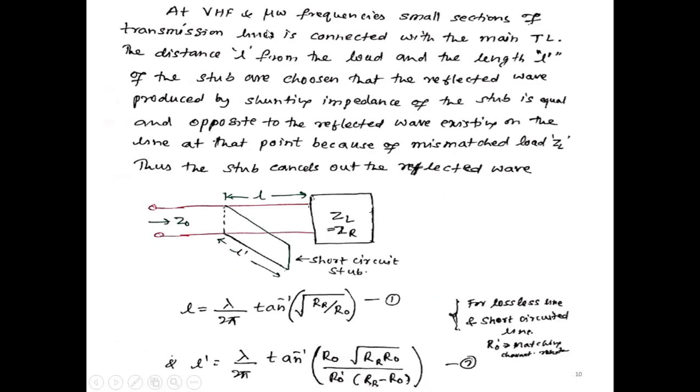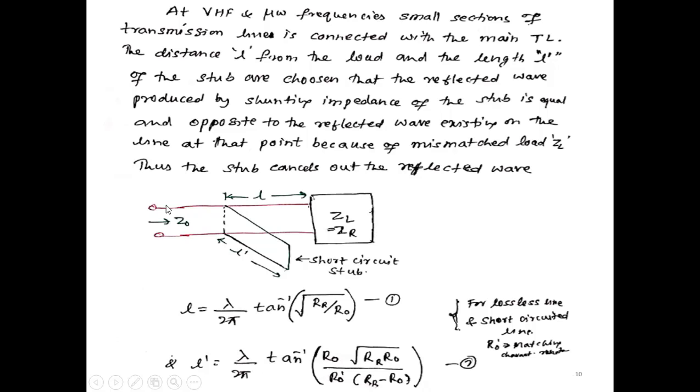At very high frequency and microwave frequencies, small sections of transmission line are connected with the main transmission line. The distance L from the load and the length L dash of the stub are chosen so that the reflected wave produced by the stub's sending-end impedance is equal and opposite to the reflected wave existing on the line at that point. Because of the mismatched load ZL, the stub cancels out the reflected wave.